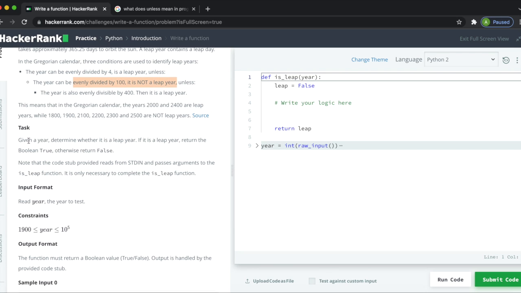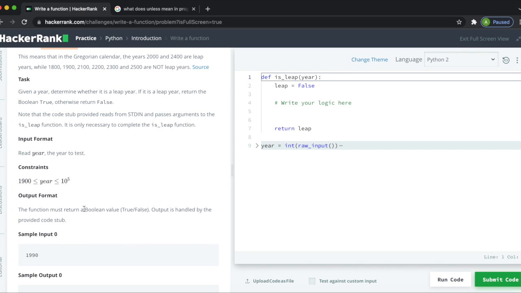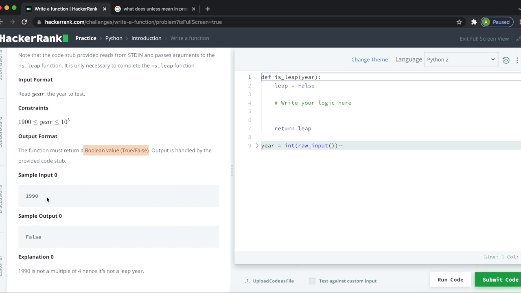Apart from this, let's also read what they have given. Given a year, determine whether it is a leap year. If it is a leap year, return the Boolean true, otherwise return false. So the input is going to be the year divided by all these conditions that should be satisfied, and the output is going to be a Boolean value, which is going to be true or false. Okay, so I think you would have understood the question by now. The input is going to be the year, and you have to divide it by the certain conditions, and you have to return the value to be true or false.